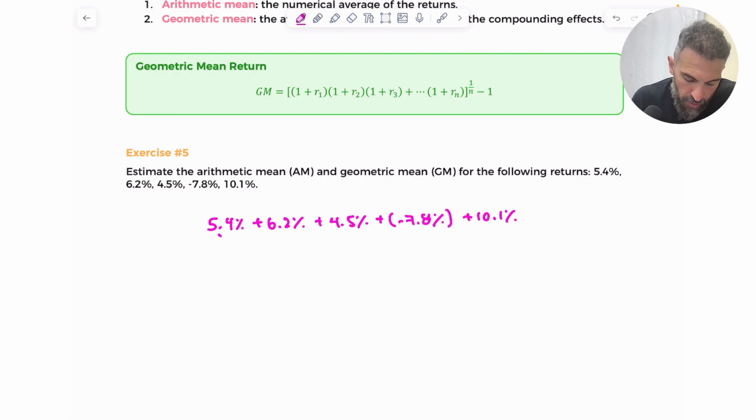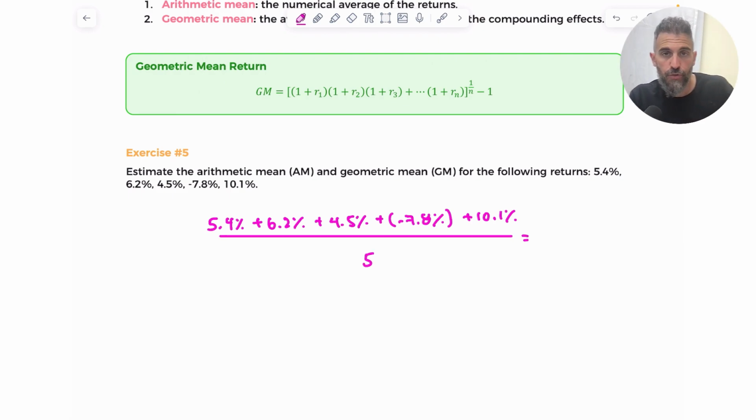And then divide by 5 because we have 5 returns. Now, when you're doing the arithmetic mean, it actually doesn't matter if you convert it to a decimal or not. Just stay consistent. So I'll leave everything like that. 5.4 plus 6.2 plus 4.5 minus 7.8 plus 10.1, divided by 5, I get 3.68. That's my arithmetic average.